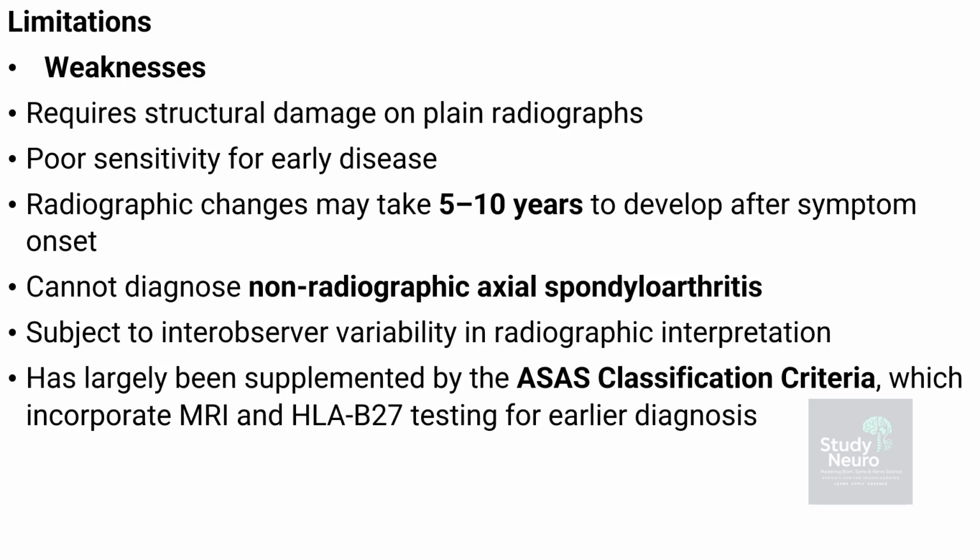Another limitation is that interpretation of sacroiliac radiographs can vary between observers, which may affect diagnostic consistency. For these reasons, the Assessment of Spondyloarthritis International Society classification criteria now support earlier diagnosis by incorporating magnetic resonance imaging and human leukocyte antigen B27 testing, allowing patients to be identified before definite radiographic changes develop.